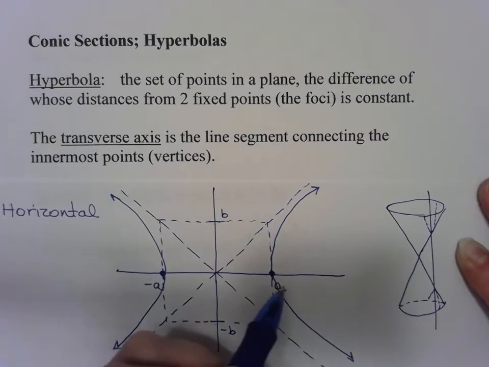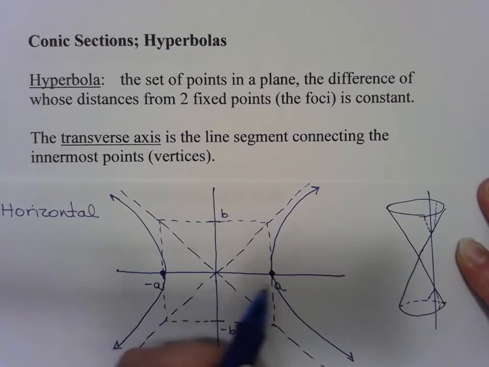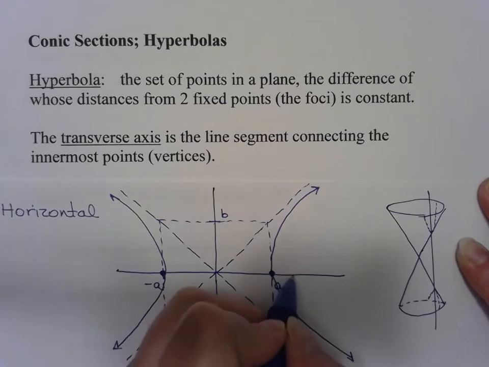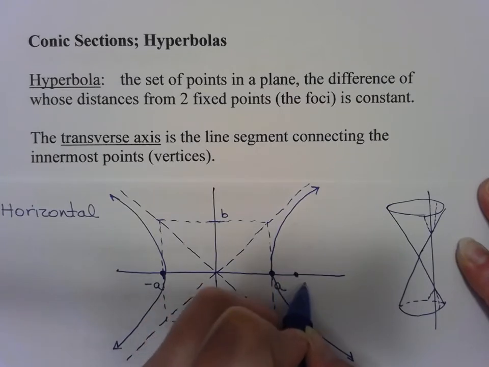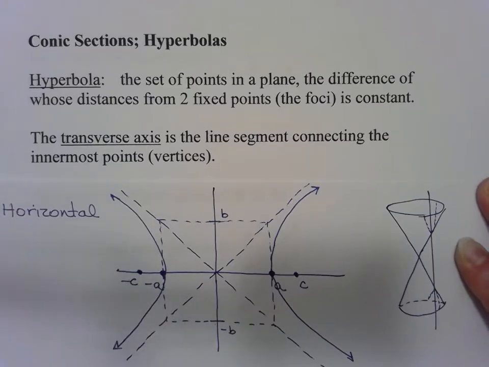For a hyperbola, the focus points are outside of the vertices, but inside these two curves. So they are still on the same axis, if you want to think of it like the major axis. They're still on that same line, but inside of these curves.